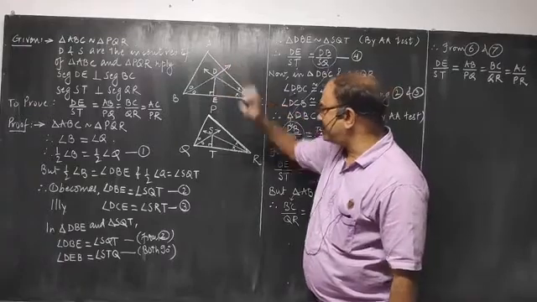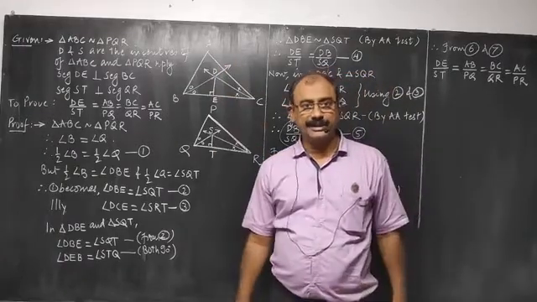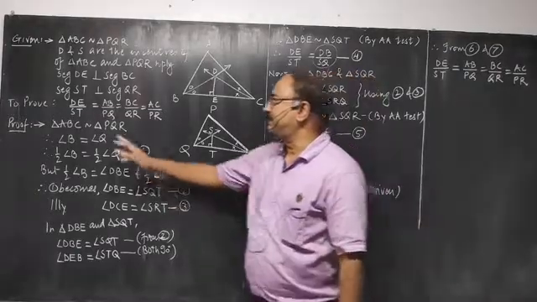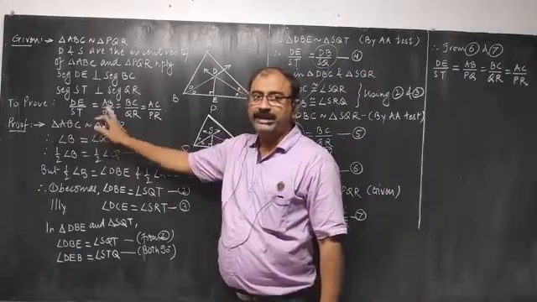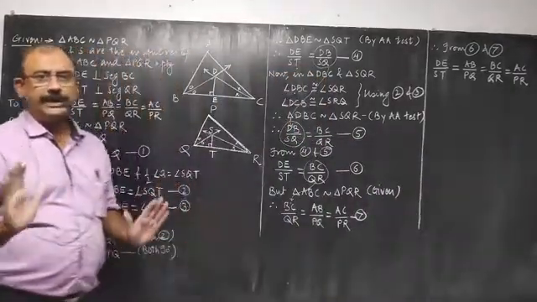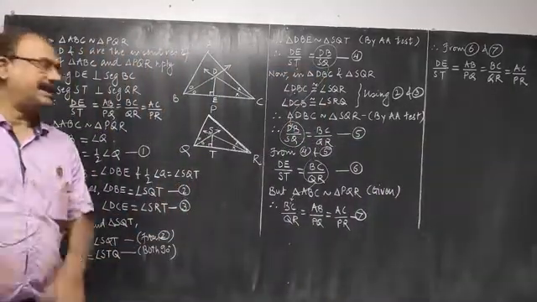So this is the radius of the incircle, this is also the radius of the incircle, and these radii are proportional to the sides. The ratio of radii is equal to the ratio of sides. This is what we have to prove. So the question I have explained. Now let us start with the proof.